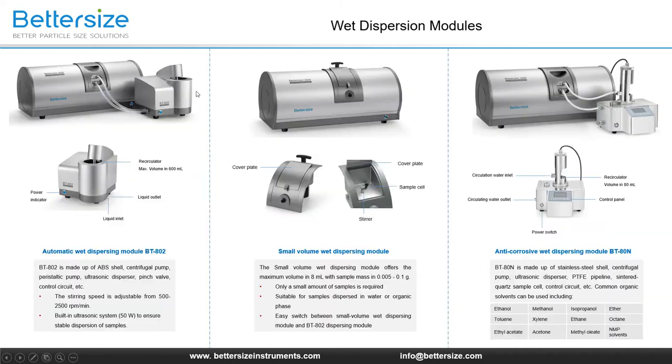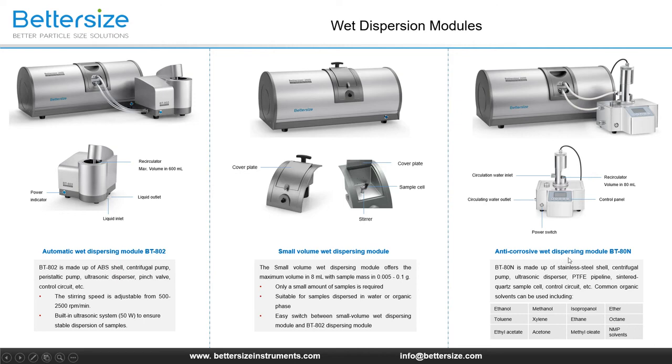Wet dispersion modules of the Bettersizer 2600 include BTA02, the small volume wet module, and BT80N. BTA02 automatic dispersion module is designed for particle size measurements using water as the dispersion medium. It has user-adjustable stirring speed and a built-in ultrasonic system to prevent sample agglomerates. The small volume wet dispersing module is designed for valuable or small volume samples, where the medium is organic solvent or water. It offers a maximum volume of 8 ml.